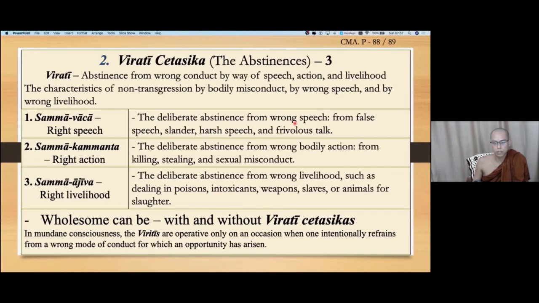So from wrong speech, there are 4 kinds of wrong speech, which we already studied. And then deliberate abstaining from wrong bodily action. There are 3 wrong bodily actions, like killing, stealing, and sexual misconduct. Abstaining intentionally from these 3 wrong bodily actions is called Samma Kammanta. That is sila, that is virati.